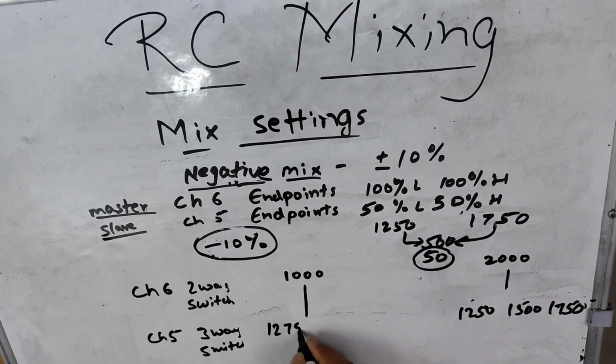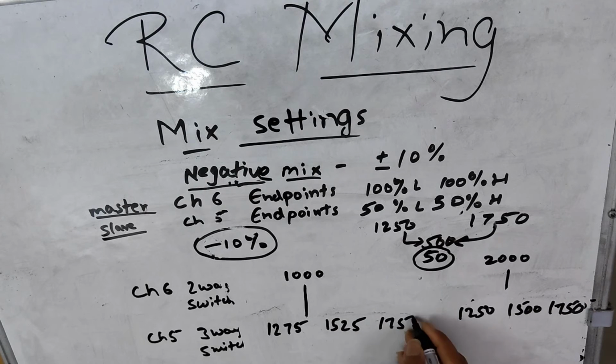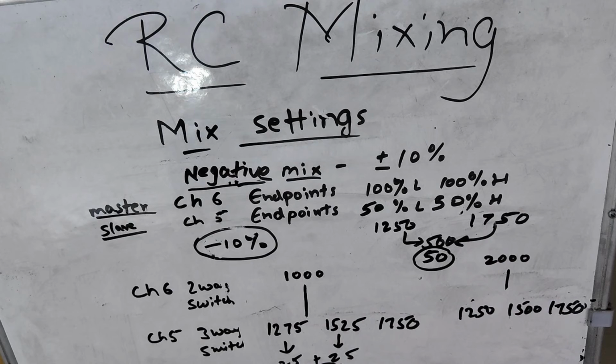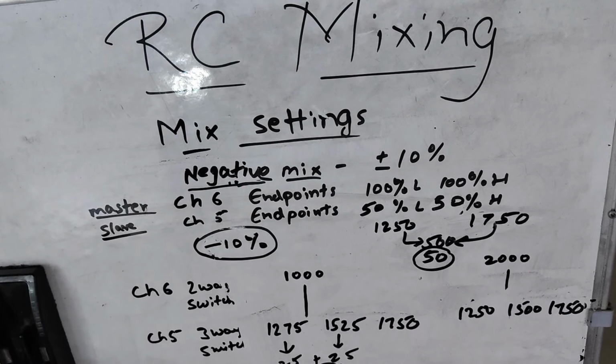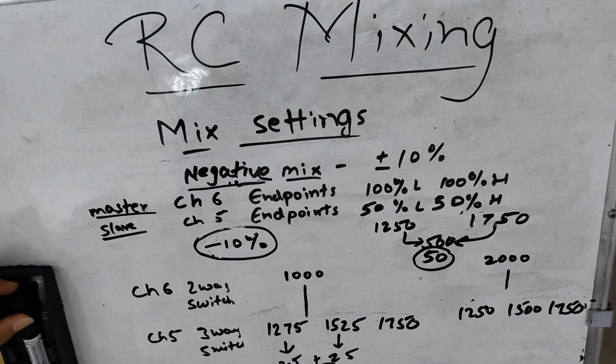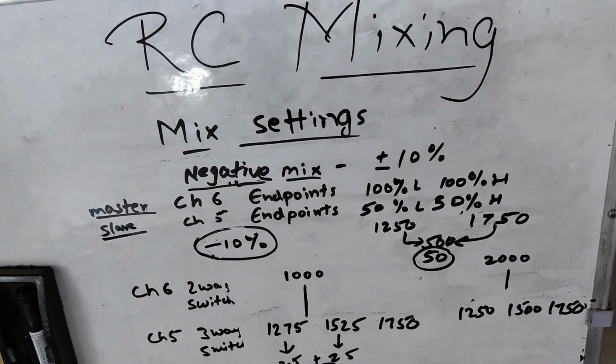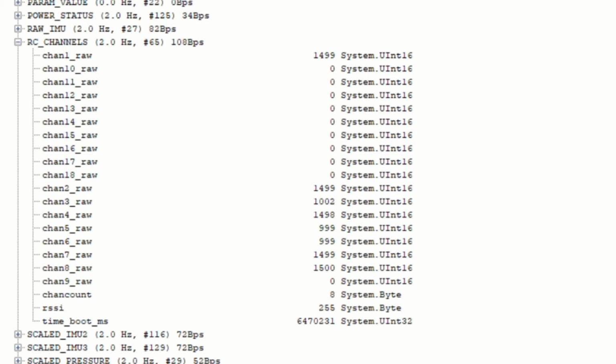For a negative mix of minus 10%, we see an addition of 25 to 1250 and 1500 respectively, giving us 1275, 1525 and 1750 as our values for channel 6 lower extreme value of 1000. Let us now put these values into the transmitter and observe the effects in Mission Planner.